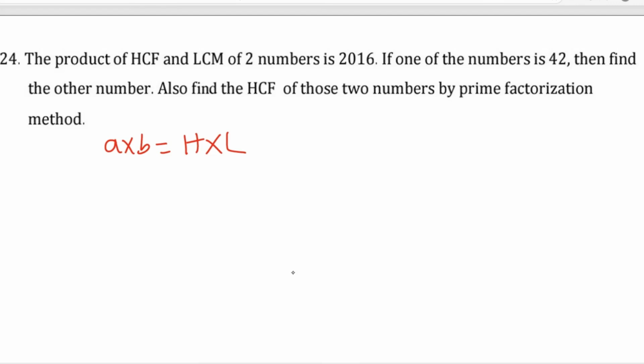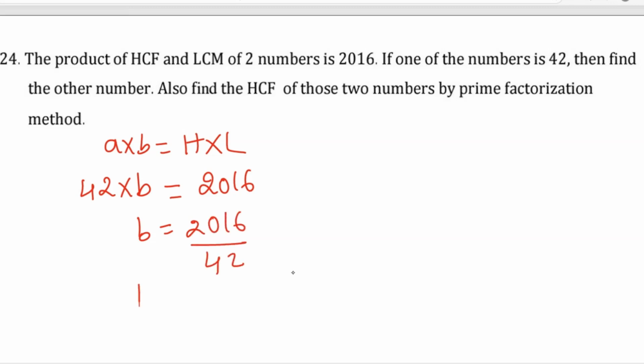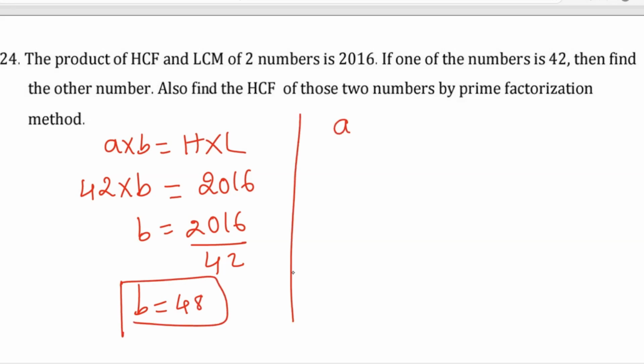So here they have given A is 42, the first number, B we do not know, and the product of the HCF and LCM is 2016. So B will be 2016 divided by 42. If you divide this, you get 48. So B will be 48. So we know that A is 42 and B is 48.